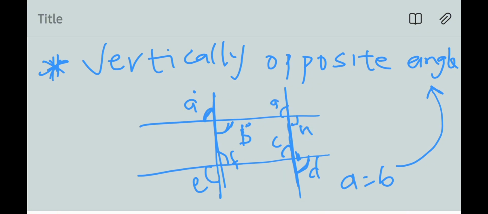So that is it for now. I will come back and explain the other types of angles that we have.